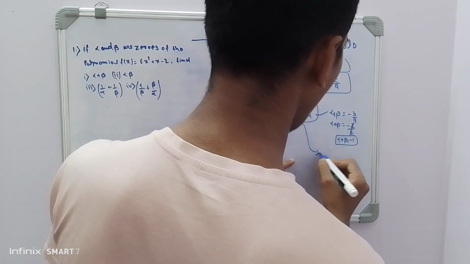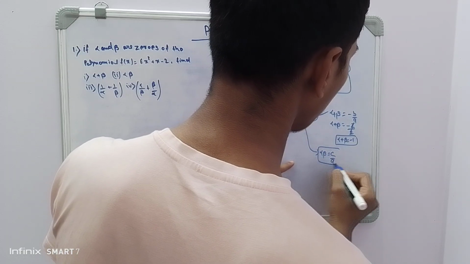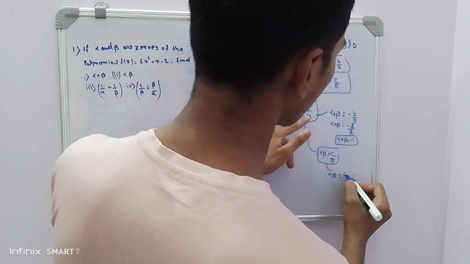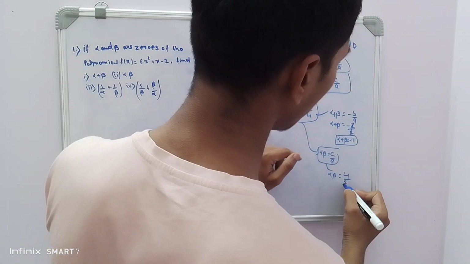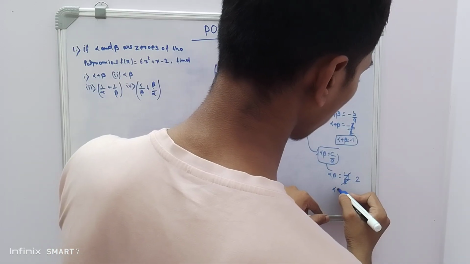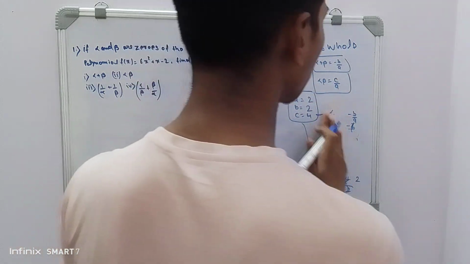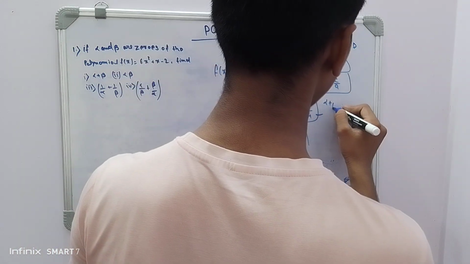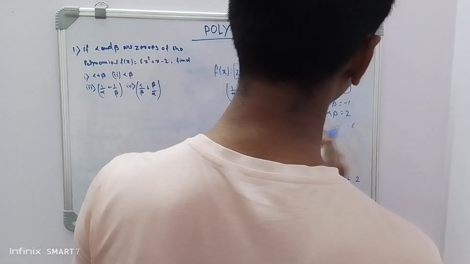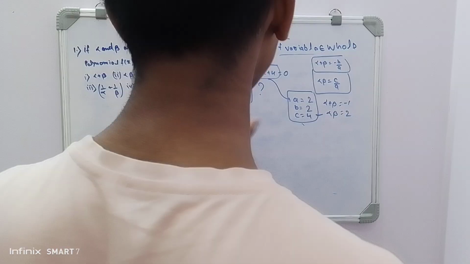And the next thing you have to find, alpha into beta, which is equal to c by a. That means alpha into beta, and we have the value of c, which is 4, and the value of a we have 2. So alpha into beta is going to be 2. So as we get the two things, alpha plus beta, which is minus 1, and alpha into beta, which is 2, when you get these two things, you can find anything of this.